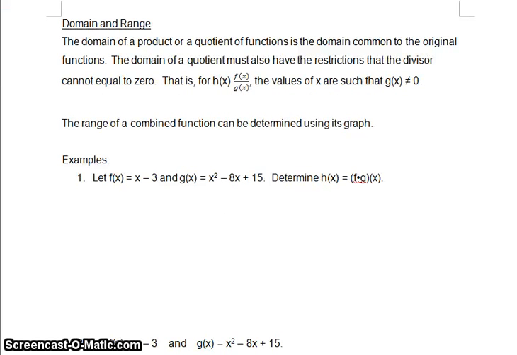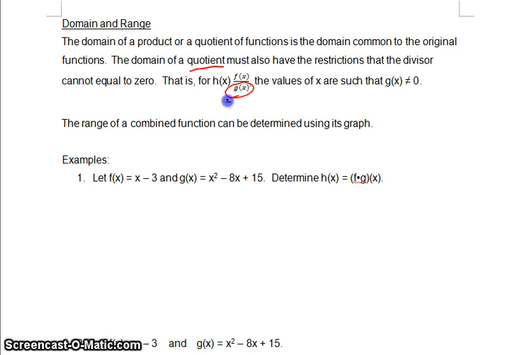Alright, and so just like with everything else, the domain of a product or a quotient of functions is the domain common to the original functions. So that's exactly what we looked at last section, so hopefully nothing new here. The domain of a quotient must also have the restriction that the divisor cannot equal 0. So that's one important distinction. When we have the quotient, because we have a fraction, you have to look at when we're going to have some non-permissible values. So we're looking at g of x for that function.